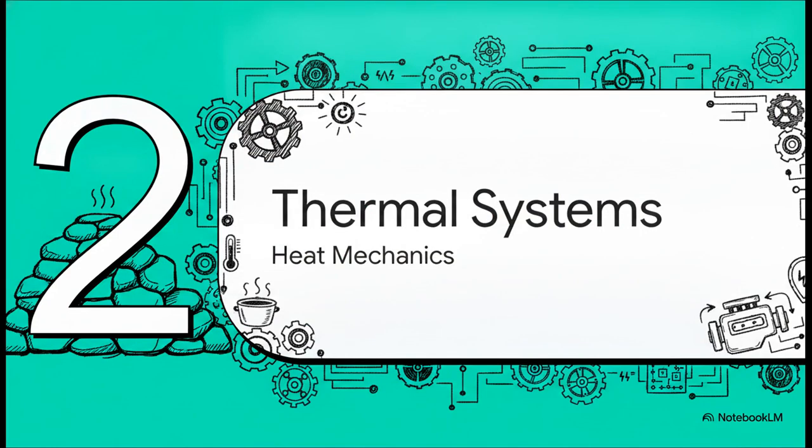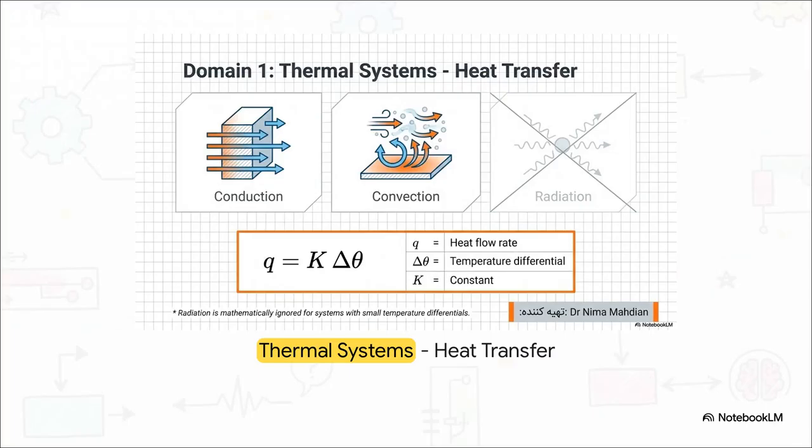Section 2. Thermal systems and heat. With that foundational mindset established, let's transition into our first physical domain. And hey, don't worry, we're going to start by building a rock-solid foundation in thermal mechanics before we make things too complicated. Right, so everything in a thermal system essentially comes down to how heat flows. The heat flow rate, that's Q, is directly proportional to the temperature differential, delta theta, multiplied by our constant K.